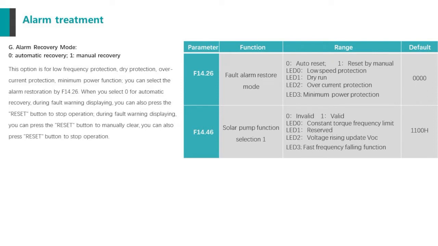And I also list another parameter, F14.46. This is a solar pump function selection. Actually, you could think it is some MPPT function selection. This parameter could disable and enable the VOC voltage rising update function and the faster frequency falling function. And later I will introduce where we could use this parameter F14.46.